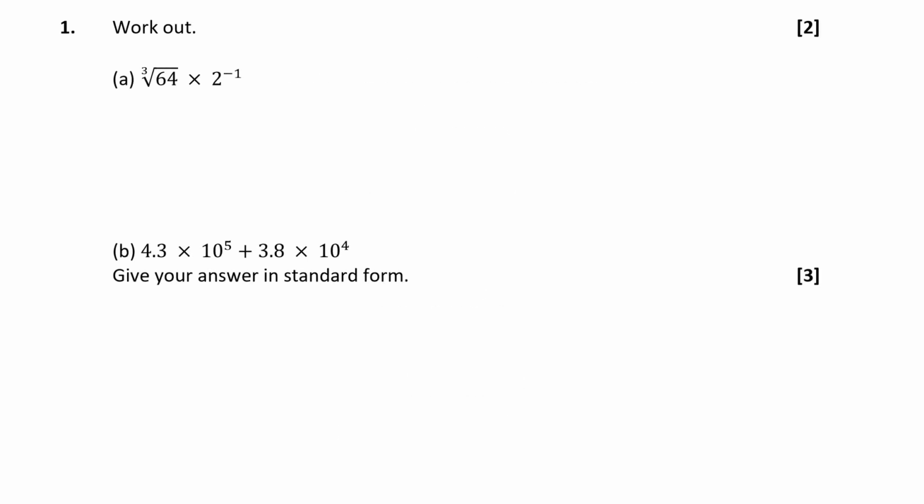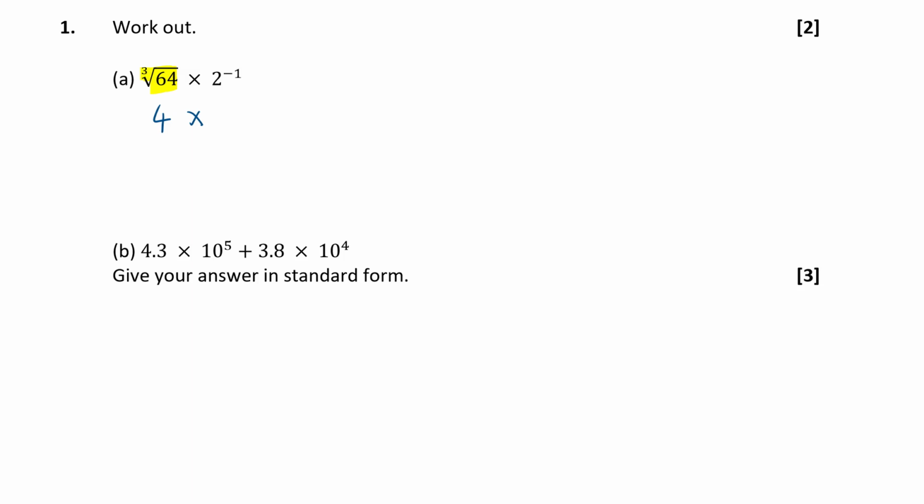Question 1a. Work out the cube root of 64 times 2 to the negative 1. The cube root of 64, what times itself three times is 64? That's 4, isn't it? So 4 times 4 times 4 is 64. I do recommend that you learn the first 10 cube numbers for your exams, so you can just reel them off. They all come in very handy for the non-calculator paper.